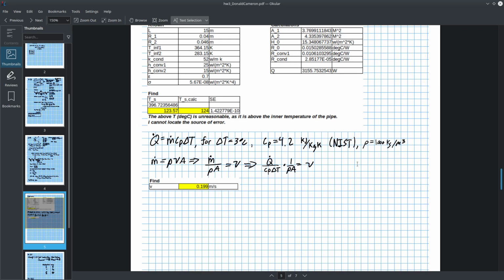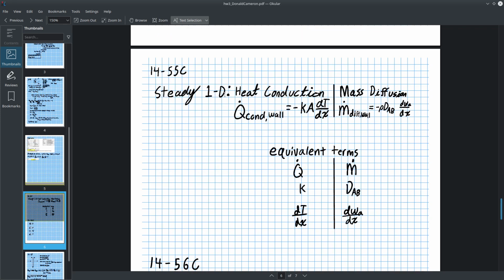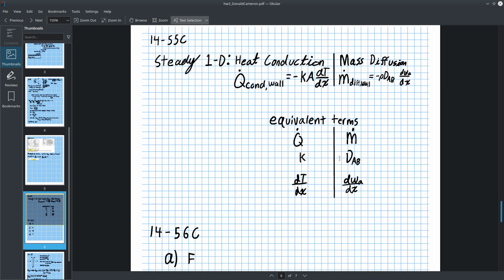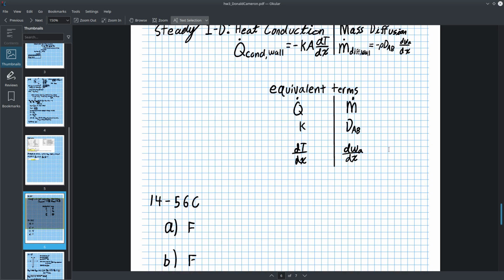Finally, we do some dimensional analysis with known techniques including heat capacity in order to find the velocity of the water in the pipe. Comparing equivalent terms for steady 1D heat conduction and mass diffusion, we have Q dot to M dot, k to the diffusion coefficient, dT/dx to the dC/dx, the concentration gradient.